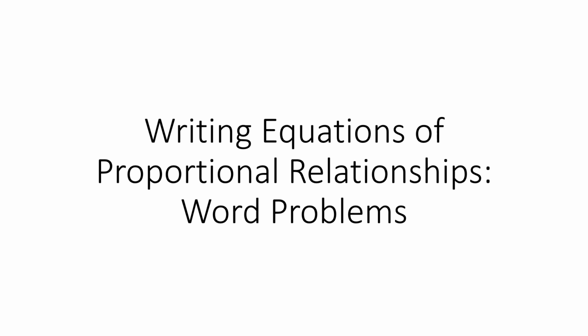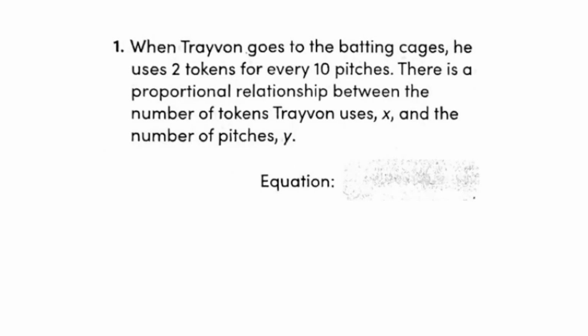This instructional video is on writing equations of proportional relationships using word problems. Number 1. When Trayvon goes to the batting cages, he uses 2 tokens for every 10 pitches. There's a proportional relationship between the number of tokens Trayvon uses, x, and the number of pitches, y.